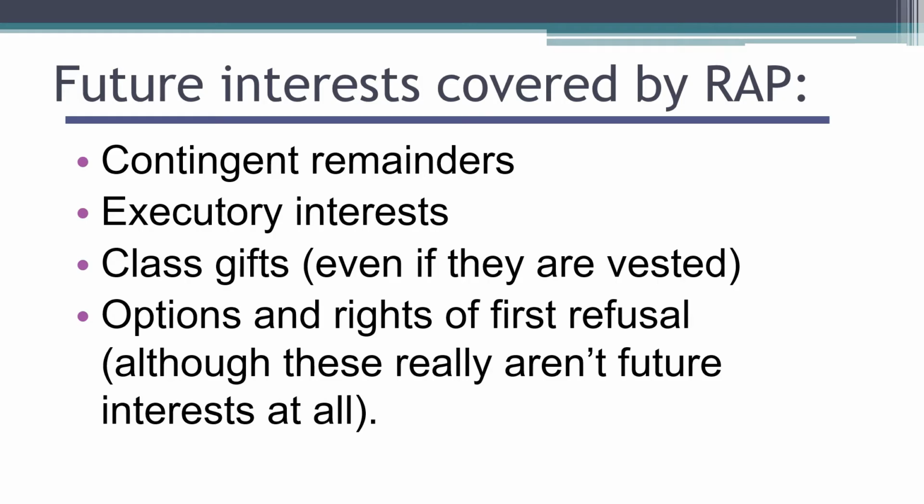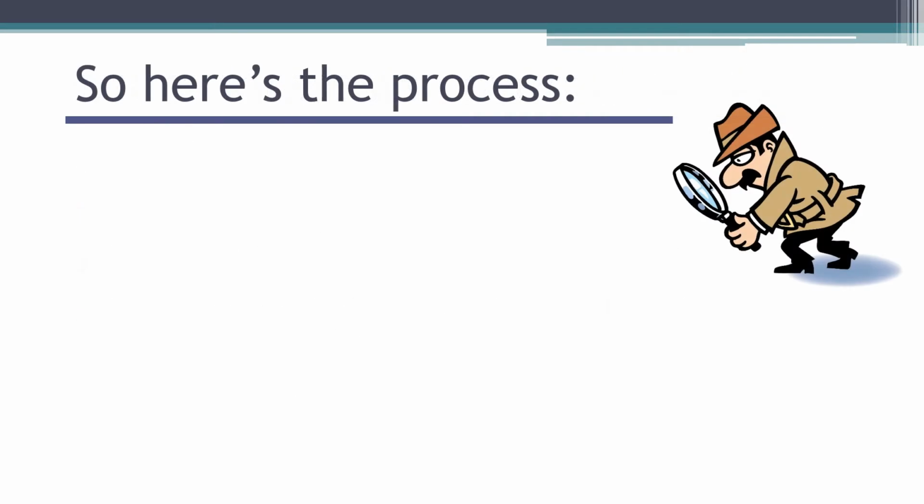In addition, and this is a concept we haven't talked about before, the rule applies to options and rights of first refusal. These really aren't future interests at all, but the courts treat them as if they were future interests, and they apply the rule against perpetuities to options and rights of first refusal. We'll cover those a little bit later. We don't need to talk about them right now.